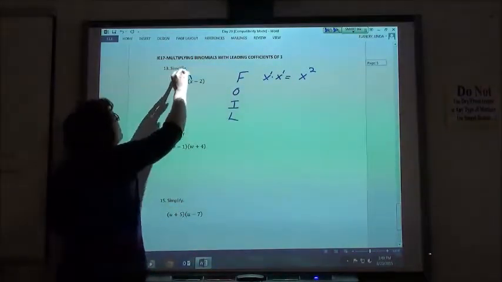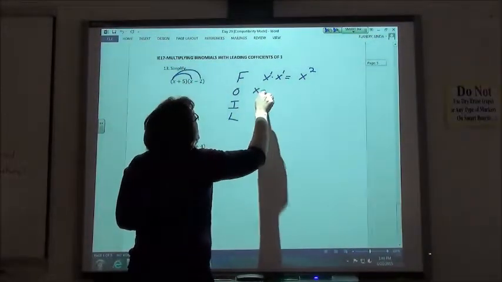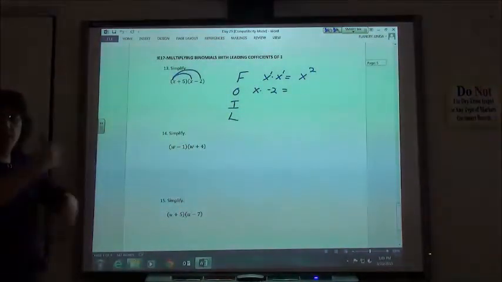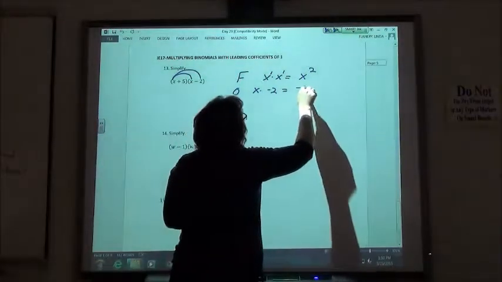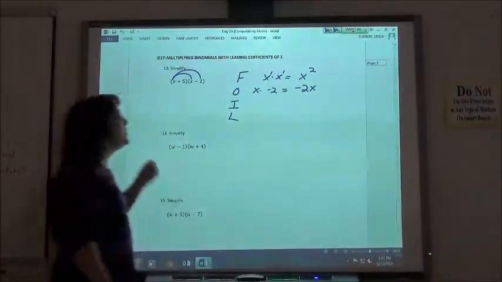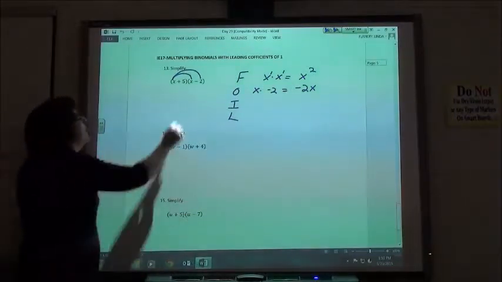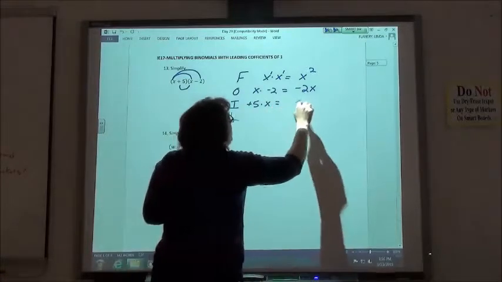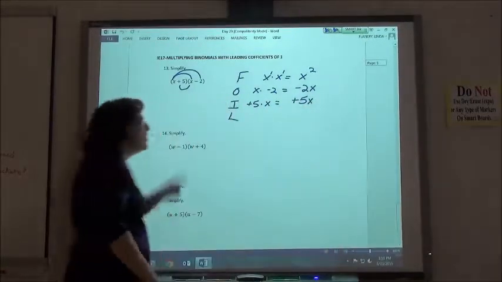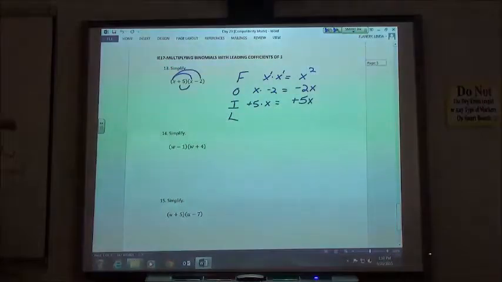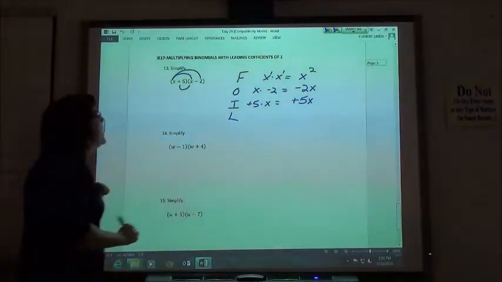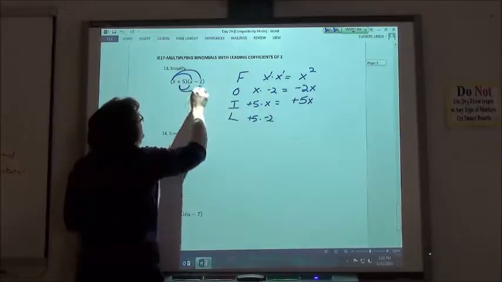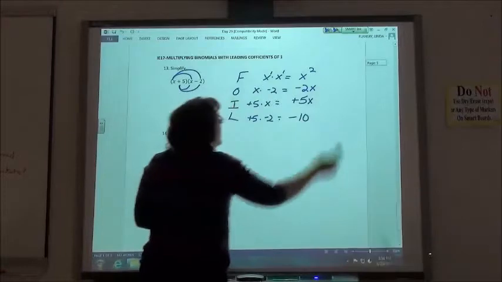Doing my outside pair together, my outside pair would be the x times the negative 2. In algebra, when you take a variable times a number, you just put the number in front of the variable, no sign in between, so x times negative 2 is just negative 2x. Then doing my inside pair together, I have a positive 5 times x, so I'm going to get a positive 5x. I put that sign there because I know normally I'd be writing this all out in a row and I need the signs in between. And then my last pair, a positive 5 times a negative 2. Positive times a negative is a negative, so I get minus 10.